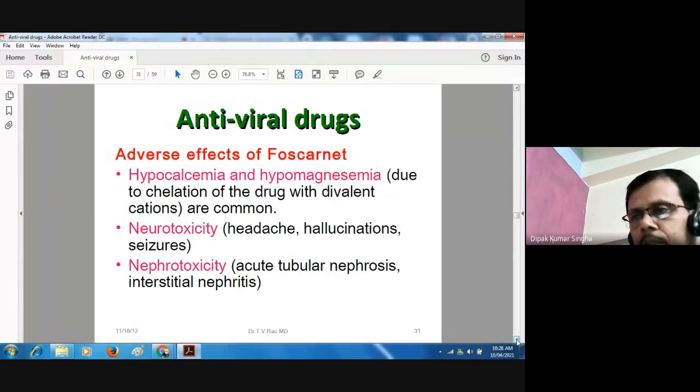The adverse effects of foscarnet: especially hypocalcemia, a decrease in calcium concentration, and hypomagnesemia, a decrease in magnesium, and neurotoxicity like headache, hallucinations, and seizures, epilepsy type, and nephrotoxicity, acute tubular necrosis and interstitial nephritis. So basically these are the 4 types of side effect: a decrease in calcium and magnesium, neurotoxicity like headache, and nephrotoxicity.